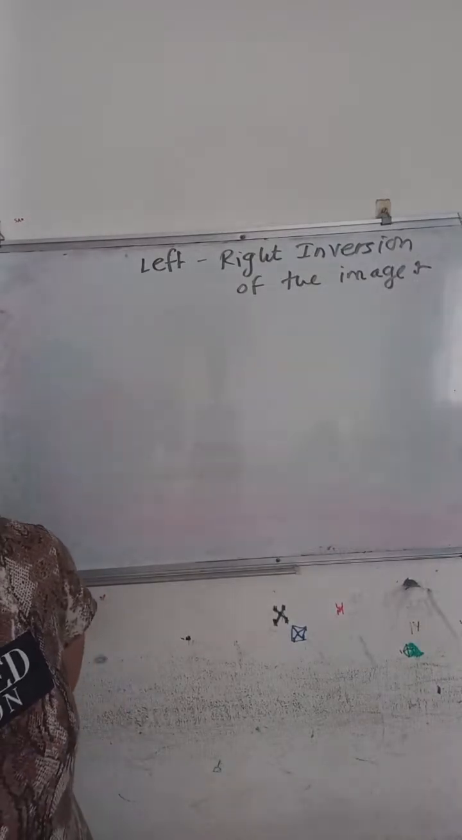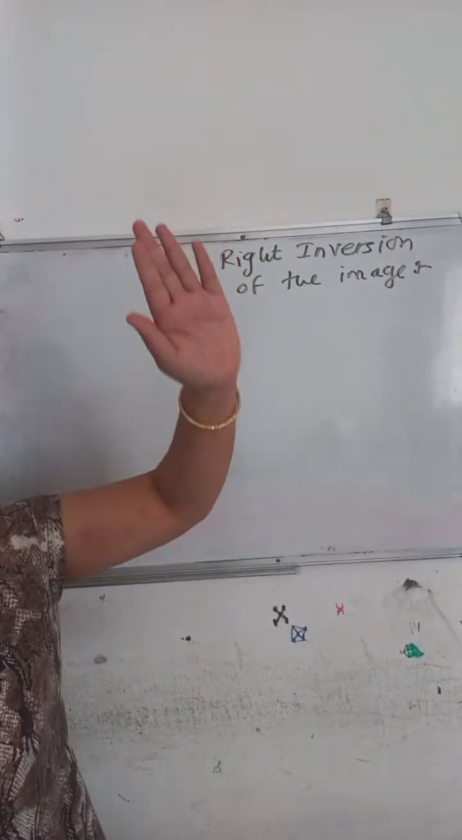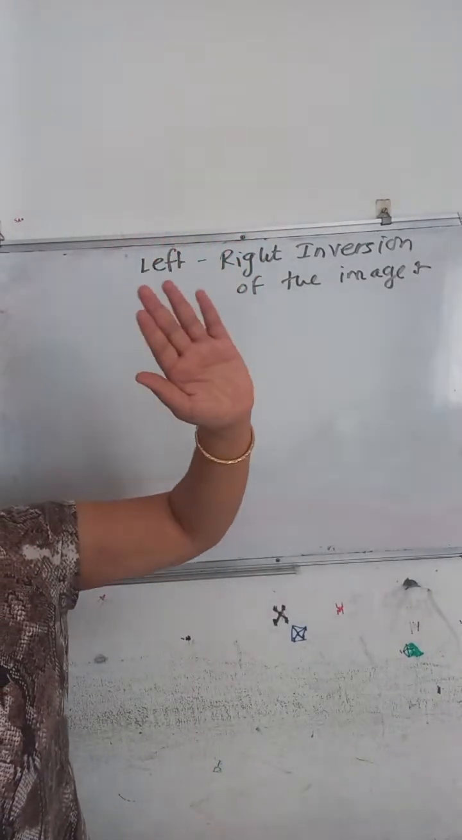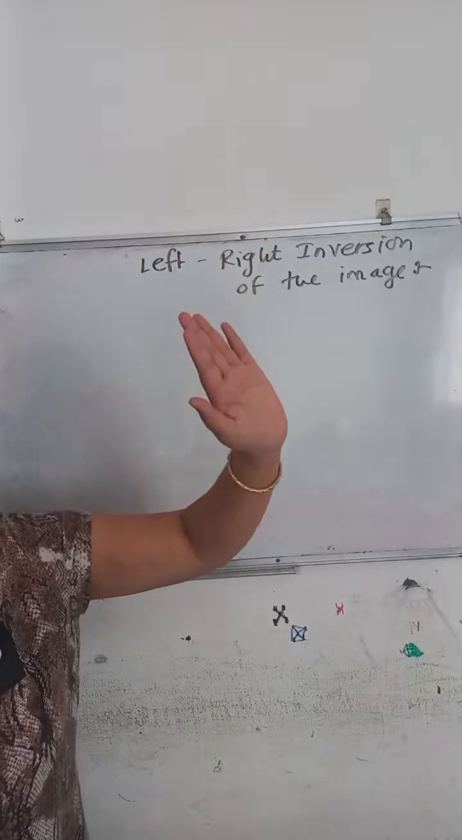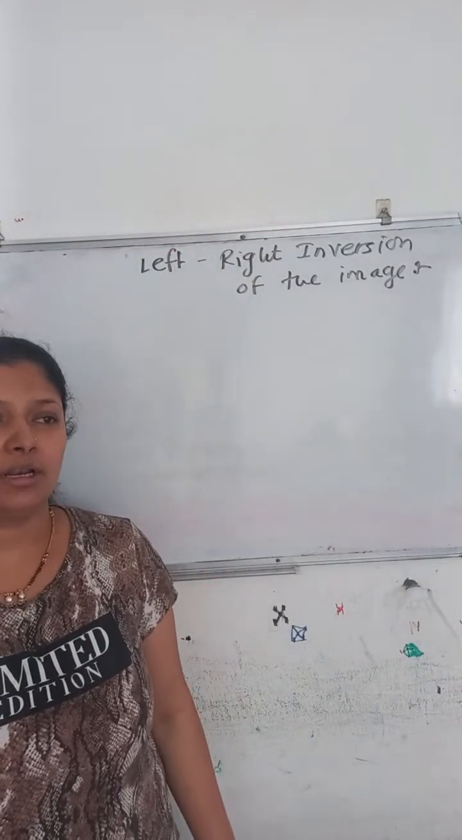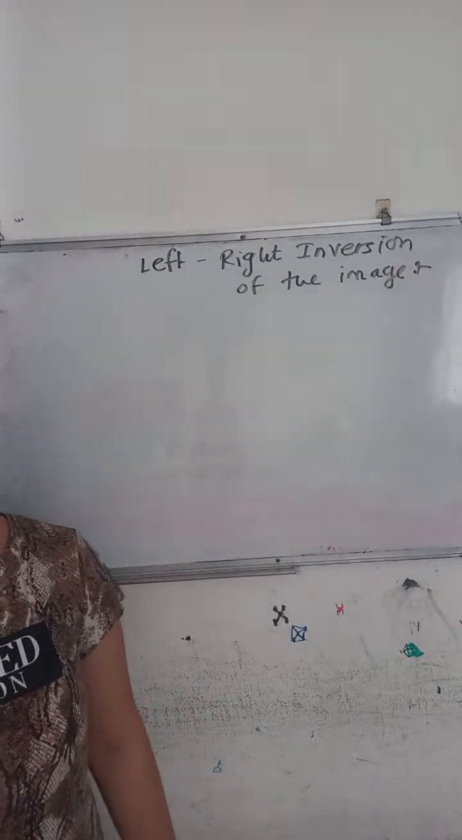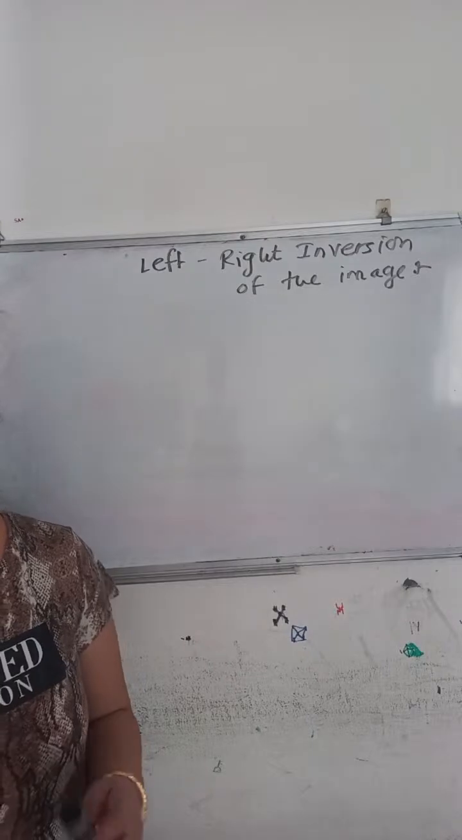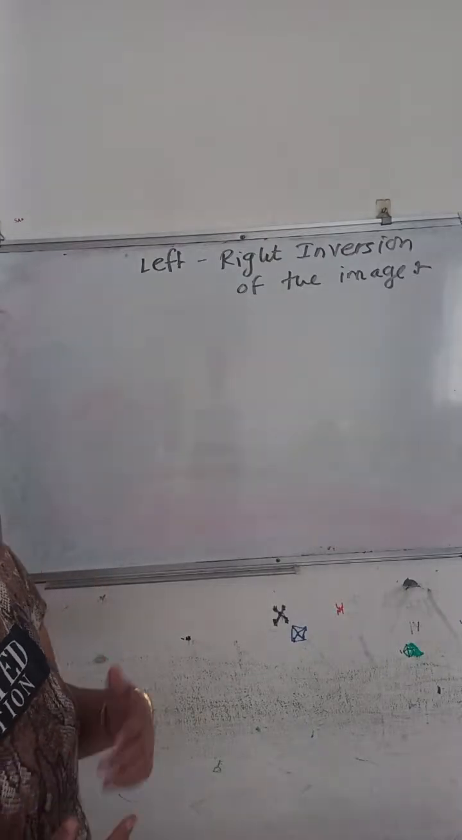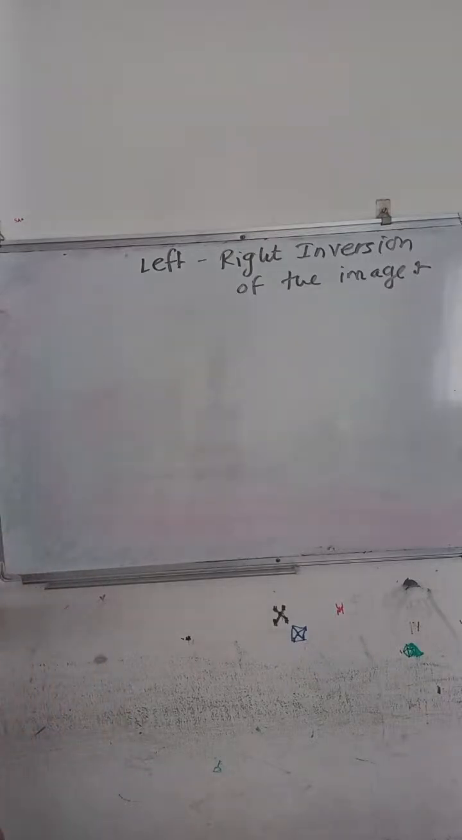That means if I raise my left hand, then in the mirror I can see that I raised my right hand. When I raise my right hand, then I can see that I am raising my left hand. So this is called laterally inverted images. This is nothing but left and right inversion of the mirror.